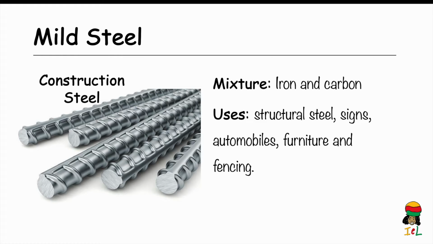Next, we'll be looking at 3 examples of steel alloys. And the first one is mild steel, which is a mixture of iron and carbon and is the most commonly used type of steel. Mild steel is easy to bend and pull into wires. In other words, mild steel is malleable and ductile. Uses for mild steel include structural steel, that is, it's used in construction, it's used in making signs, automobiles, typically the bodies of the automobile or the vehicle. It's also used in making furniture, fencing, and there are many other uses of mild steel.